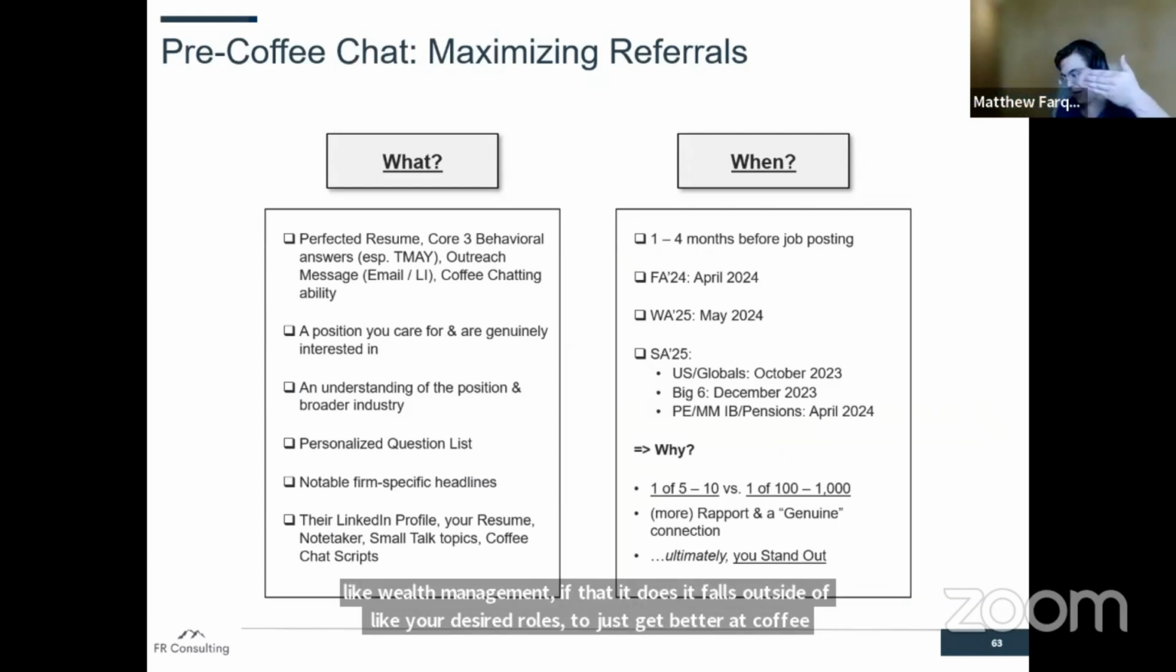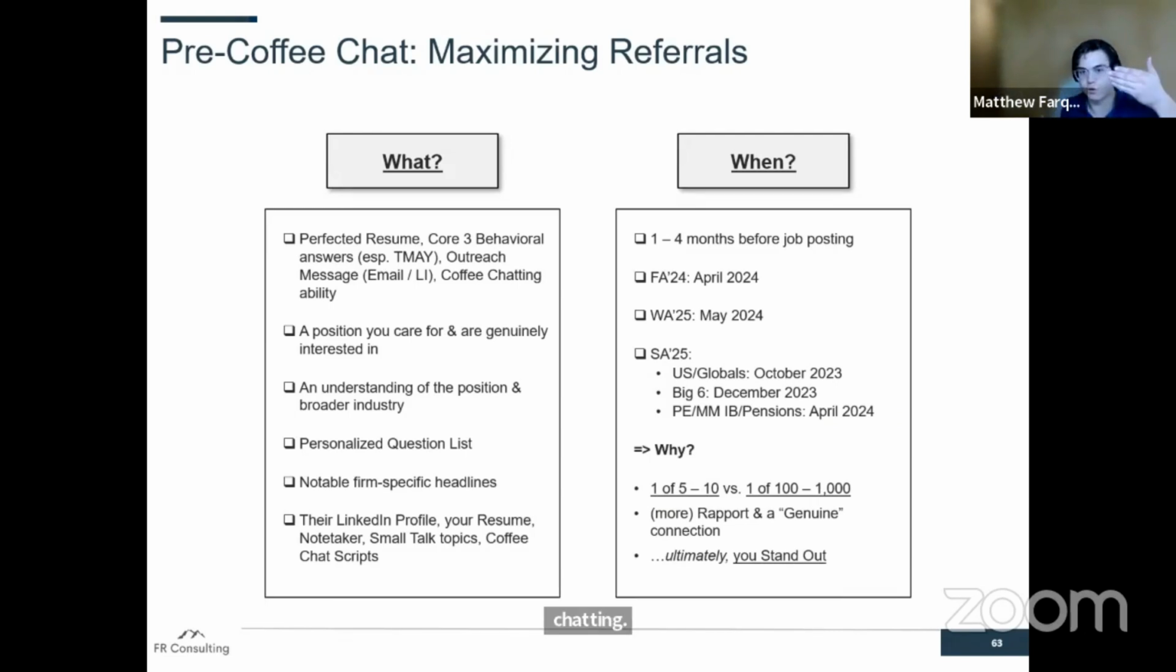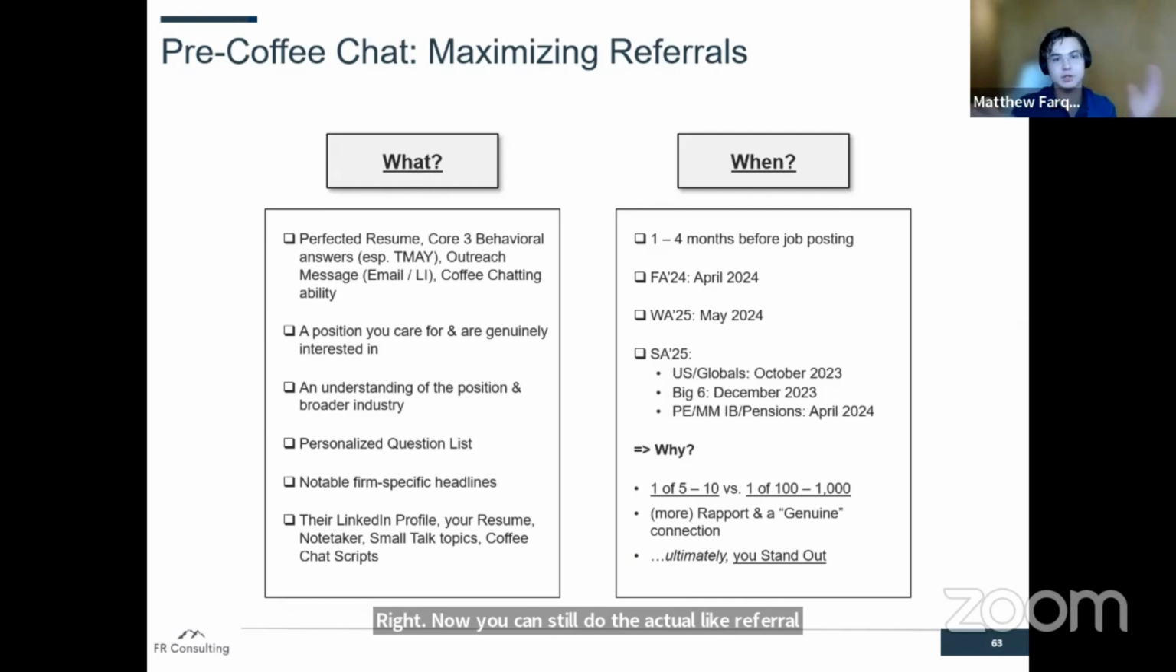Now you can still do the actual referral ones that you care about on the back end. But in terms of quality or quantity, you always want to have the highest quality chats, and that comes down to your point-in-time coffee chatting ability. So doing more chats is really just to increase your penetration in a firm. But if you're not at the threshold required to get referrals, then you should be doing more chats to get better at coffee chatting so that you can reach that threshold. Does that make sense? Yeah.